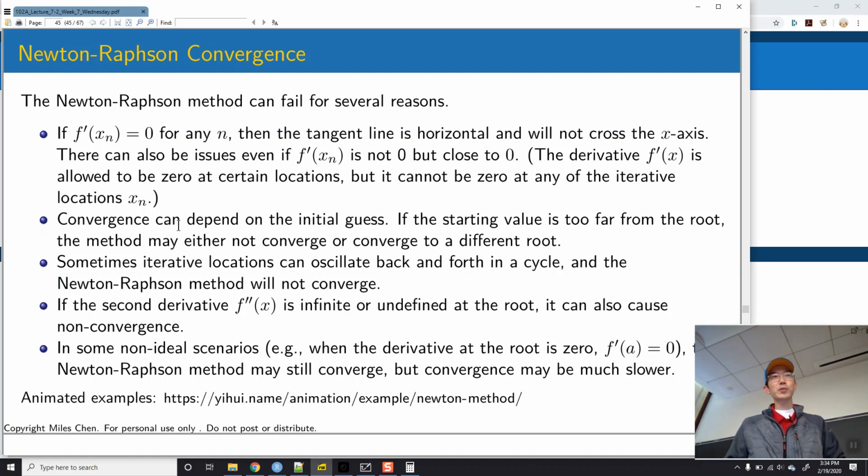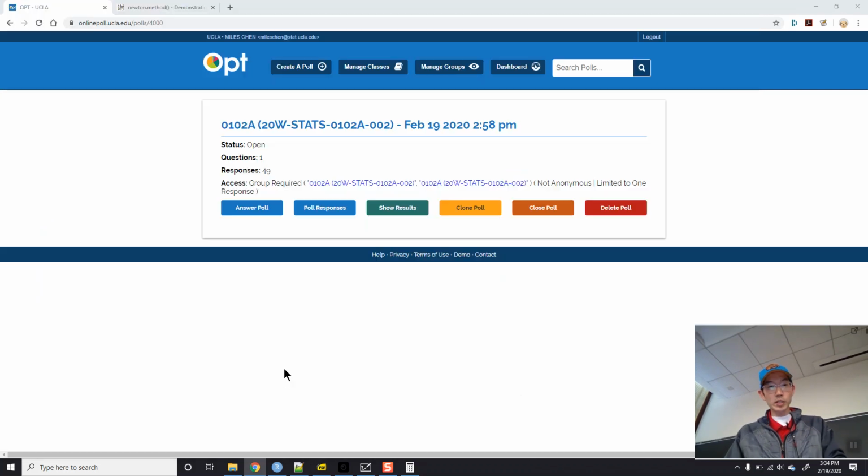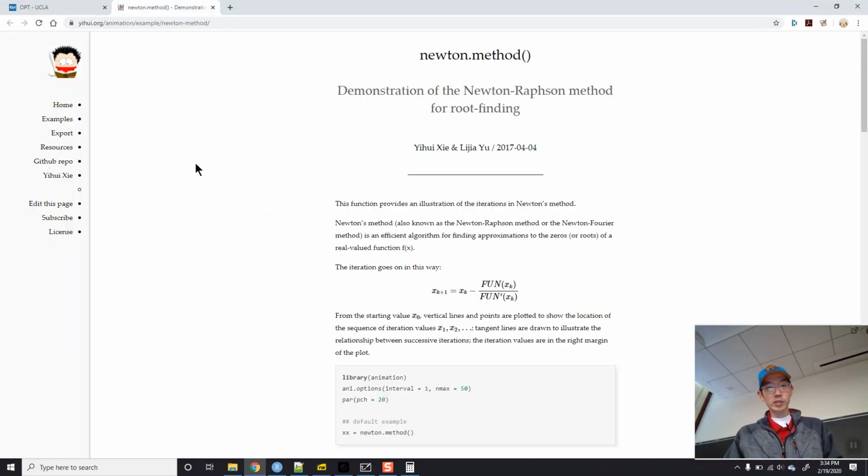Convergence depends on the initial guess, and depending on where you start, you can end up with different answers. Sometimes you're in a situation where the locations oscillate back and forth, and that causes problems. And there are other scenarios that can also cause problems. Let me show you some things.